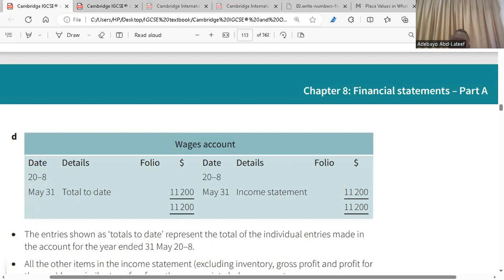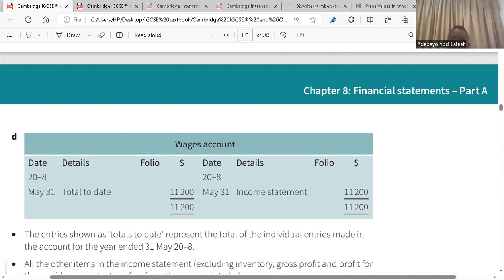So our wages account. Your wages is on the debit side, right? Yes, and now the income statement will be on the credit side, and the wages account will be credited. Your income statement will be credited also. Remember, expenses are on the debit side. Wages is on the debit side. Yes, yes. Income is on the credit side.